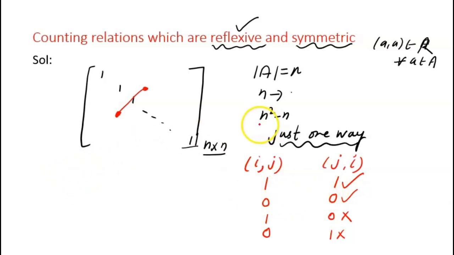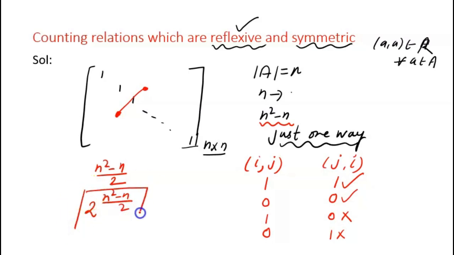So as you have seen, the total number of off-diagonal elements is n square minus n. So the total number of pairs is n square minus n by 2. And each pair can be filled in two ways, either by a 1 1 or a 0 0. So the total number of ways is 2 to the power n square minus n by 2. Right. So this is the total number of relations which are reflexive and symmetric.